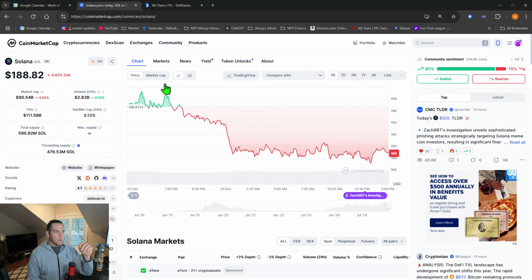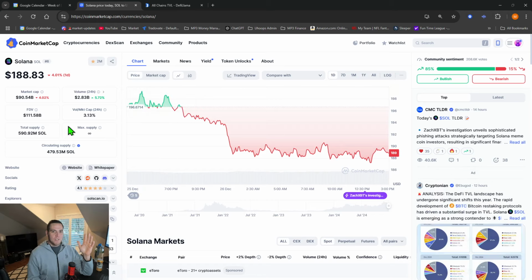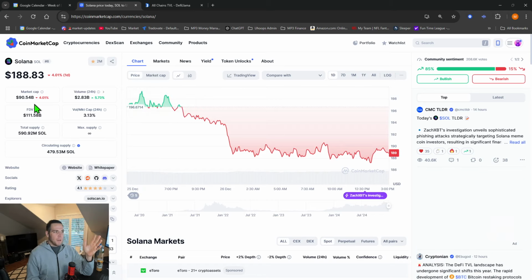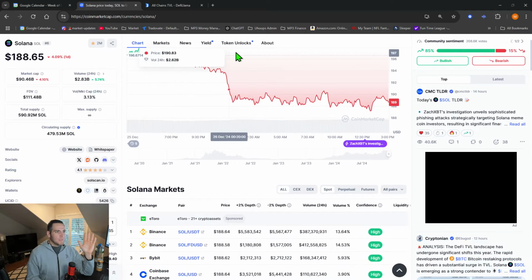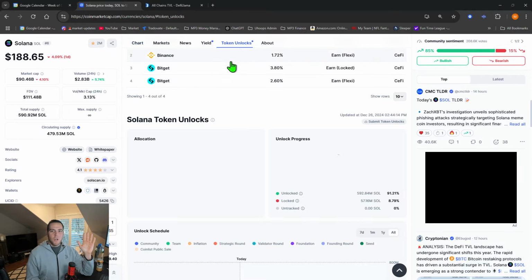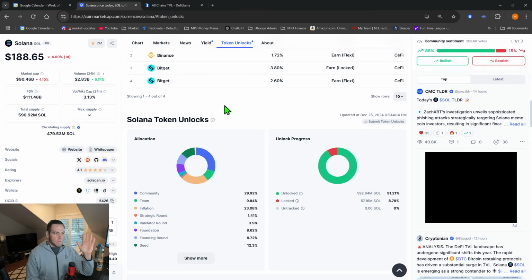So if we go to CoinMarketCap and we're looking at Solana, its current market cap, it's kind of hard to see here up in the left corner, is $90 billion. Its fully diluted market cap is $111 billion, meaning there's still $21 billion worth of Solana that is locked up and eventually will hit the market. When that will be, we will be able to look here under token unlocks. So this is the tokenomics piece.